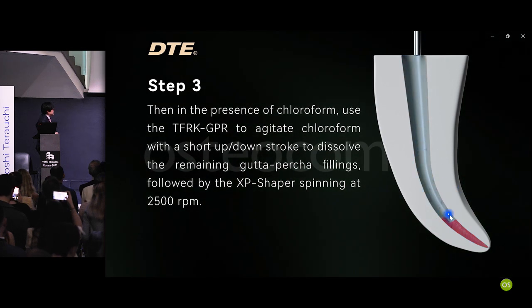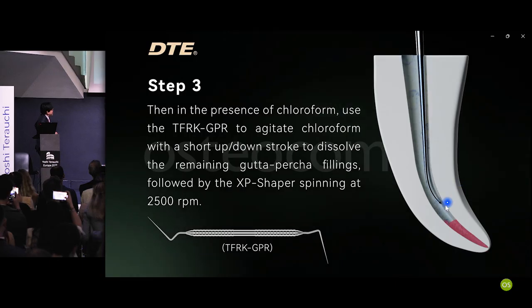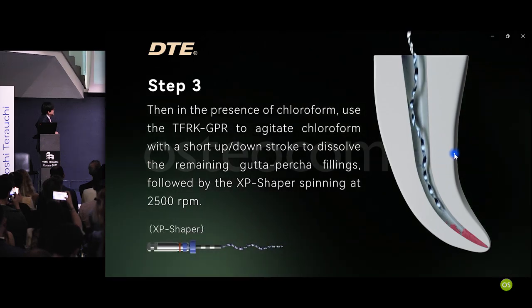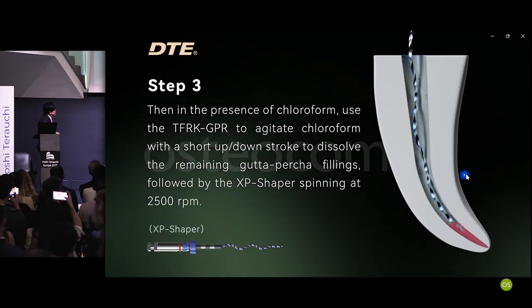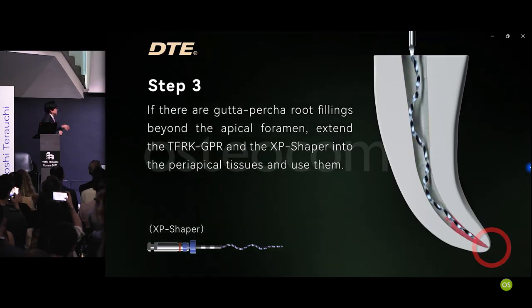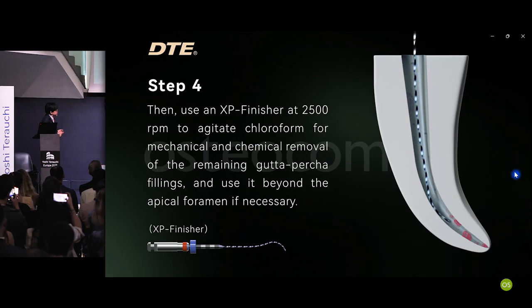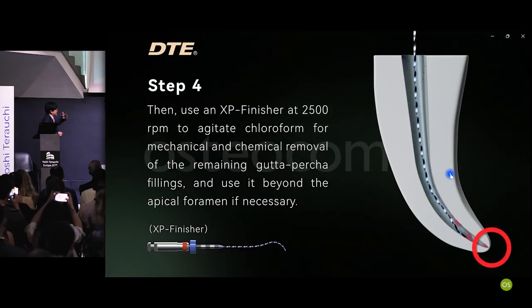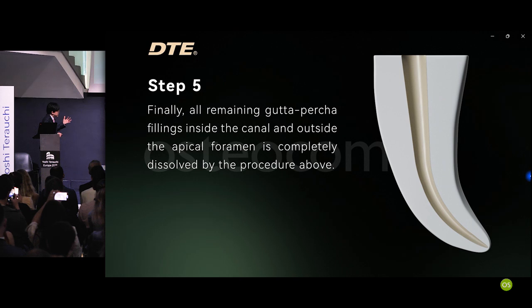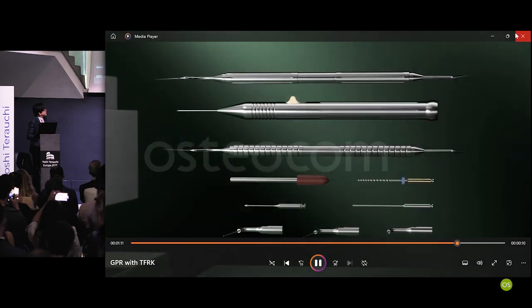But if the gutta percha remains 3 millimeters in the apical 1/3, it's time to use chloroform, agitated with a hand instrument. Then you will use XP endo shaper, followed by XP endo finisher. Because with the XP endo finisher, especially, you can touch all over the root canal walls. So because of touching the canal walls, you can remove gutta percha remaining on the root canal walls. So this way, you can remove it.